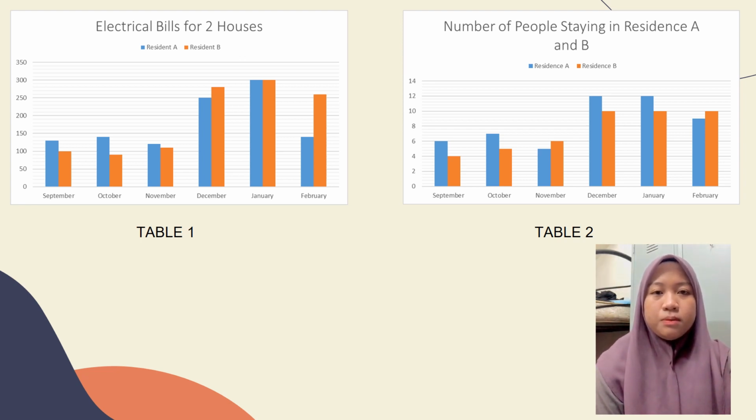And lastly, the people in residence A dropped from 12 to 9 people, and this made the electricity usage drop quickly to less than 200 electricity units. Residence B also dropped, but not as much as residence A, because the people staying in residence B were maintained until the end of the line graph.